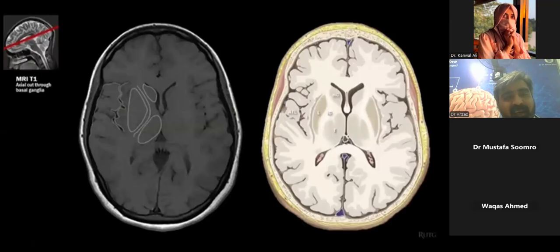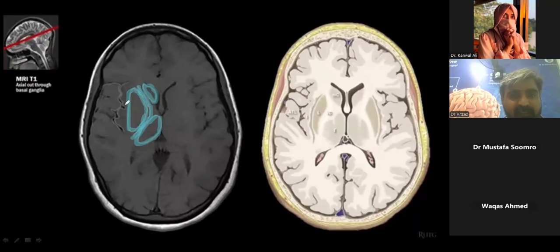What is the area and localization of this one? Can anyone say? Yes, sir, this is the caudate nucleus. And this is the thalamus, sir, sandwiching the internal capsule. Very good. This is the anterior limb of the internal capsule, and this is the posterior limb, sir. And this is the lentiform nucleus.